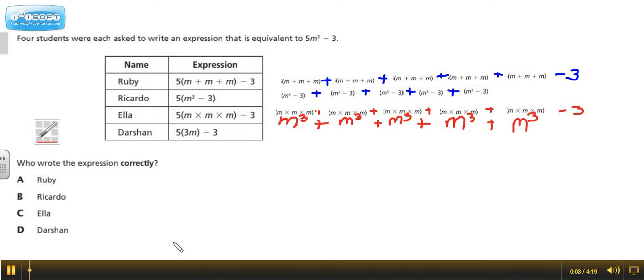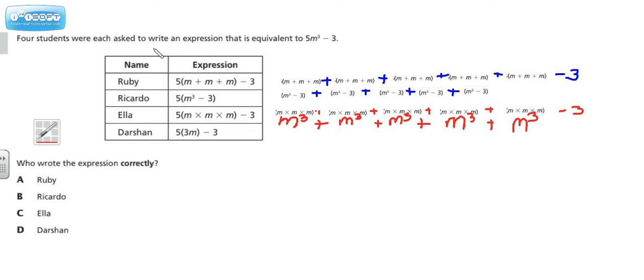We're taking a look at question number 8. 4 students were each asked to write an expression that is equivalent to 5 times m cubed minus 3. And here are the students and here are their expressions. They want to know who wrote the expression correctly. In other words, which one of these 4 expressions is equal to this.